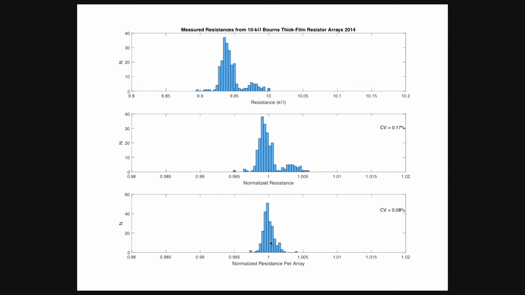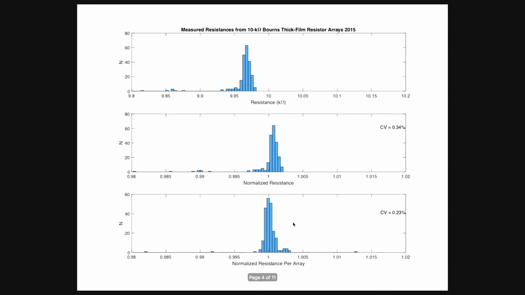And if you look at the normalized resistance per array, you find that the coefficient of variation is actually quite a lot smaller than the overall distribution coefficient of variation, because again, we don't have these two separate modes here when we normalize per array. So this is 2015. Again, you can see some more spurious values here, but again, we have this sort of tight distribution, and the coefficient of variation is smaller normalized per array than if we just normalize the whole thing to the sample mean.